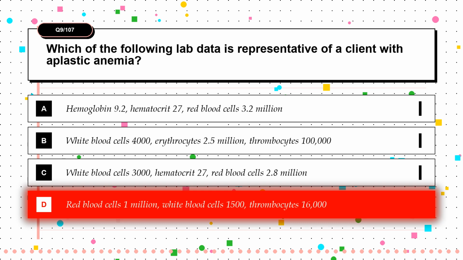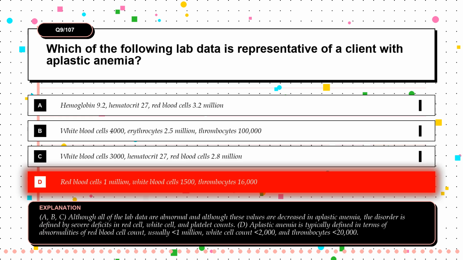The correct answer is option D. Red blood cells 1 million, white blood cells 1,500, thrombocytes 16,000. A, B, C. Although all of the lab data are abnormal and although these values are decreased in aplastic anemia, the disorder is defined by severe deficits in red cell, white cell, and platelet counts. D. Aplastic anemia is typically defined in terms of abnormalities of red blood cell count, usually 1 million, white cell count 2,000, and thrombocytes 20,000.